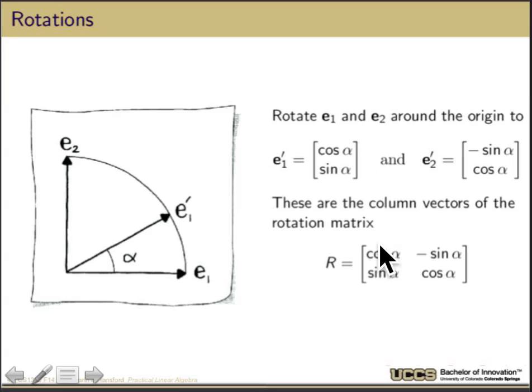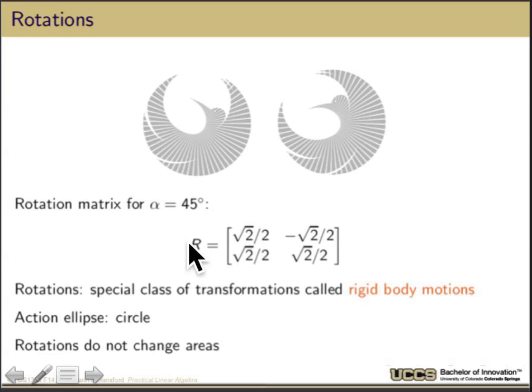So we just build this matrix, cosine alpha, sine alpha, how we moved E1, how we moved E2, minus sine alpha, cosine alpha, and that gives us a transformation matrix. And fill in different values for alpha, and this will tell us how to rotate by 45 degrees. We just put in alpha equals 45 degrees, and that puts in this rotation matrix, square root of 2 over 2, minus square root of 2 over 2, square root of 2 over 2, square root of 2 over 2.